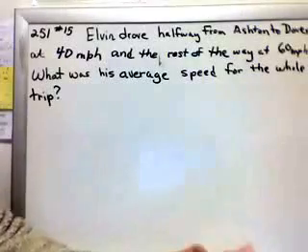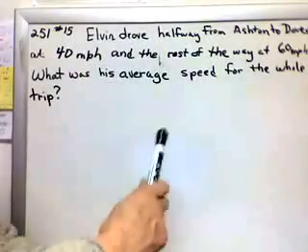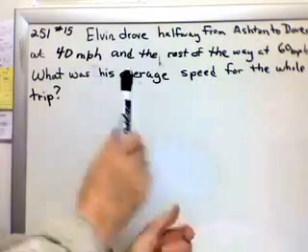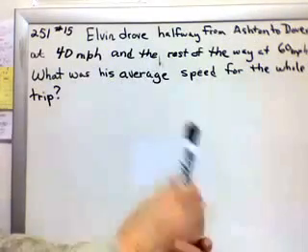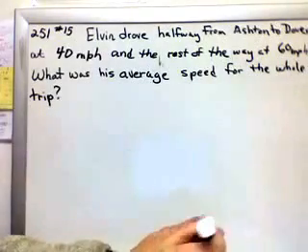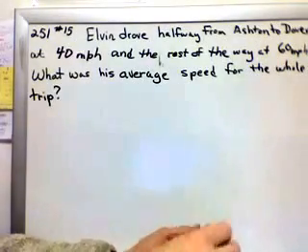All right, this is a pretty cool distance, rate, time problem, and I've seen one like this on SAT practice tests, so it's an interesting one to do. Alvin drove half the distance from Ashton to Dover at 40 miles per hour and the rest of the way at 60 miles per hour. What was his average speed for the whole trip?